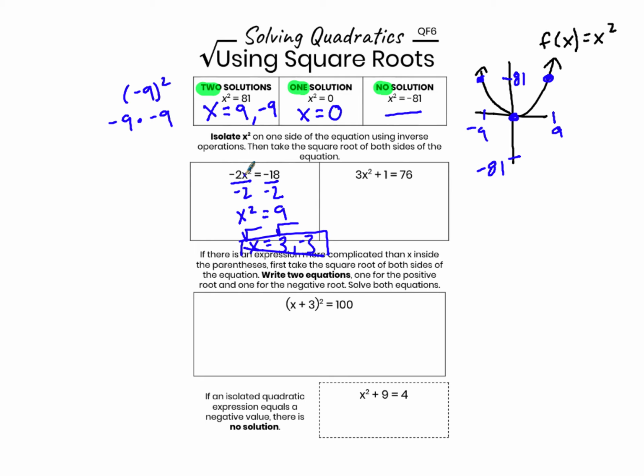When I plug 3 in, 3 squared is 9. 9 times negative 2 is negative 18. Also, when I plug in negative 3, negative 3 times negative 3 is positive 9, and positive 9 times negative 2 is negative 18.